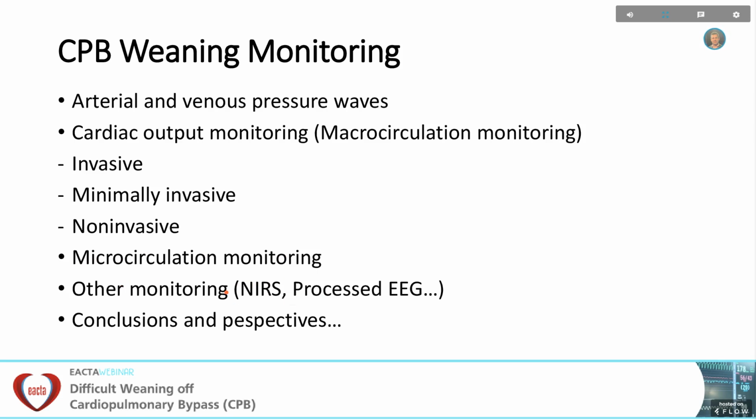I think in the next years we're going to see more papers about microcirculation and its role in the prognosis of patients in cardiac anesthesia.